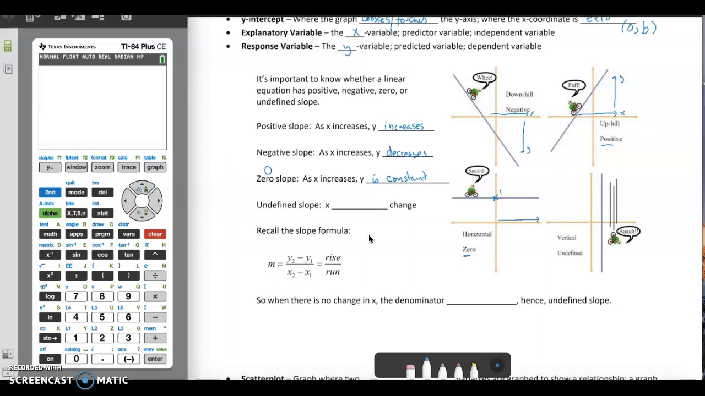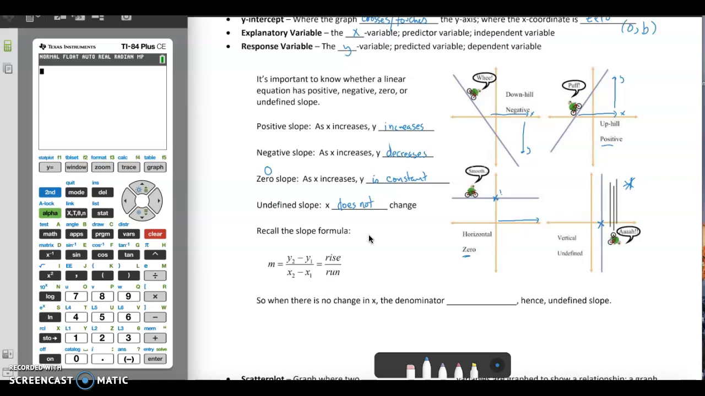Now, undefined slope means x does not even change. There is no change in x. So that is this terrible situation over here where notice the x value is actually the one that's locked in. We're locked in somewhere here on the x-axis. The y goes up and down forever, creating this vertical line. So it's undefined. It's a very bad thing to happen if you are riding a bike or you are walking and this happens and you go straight up and down. That's not good. That's undefined.